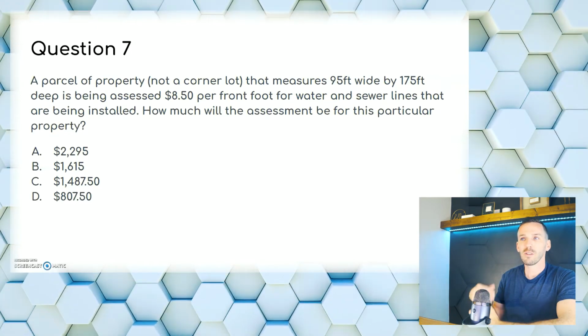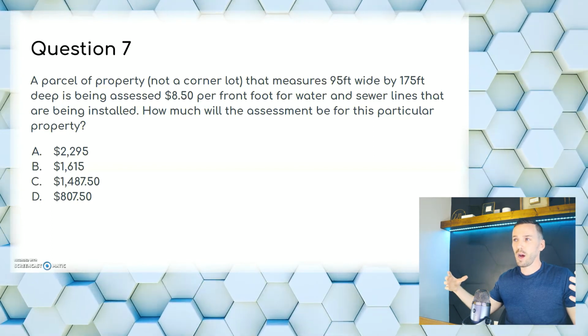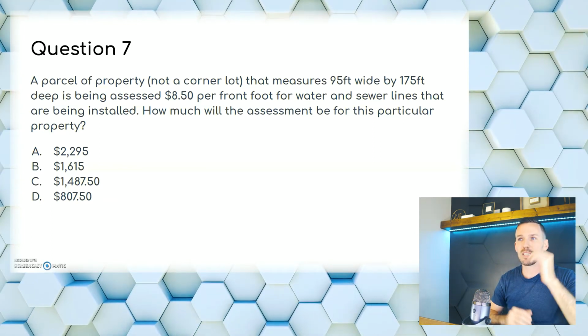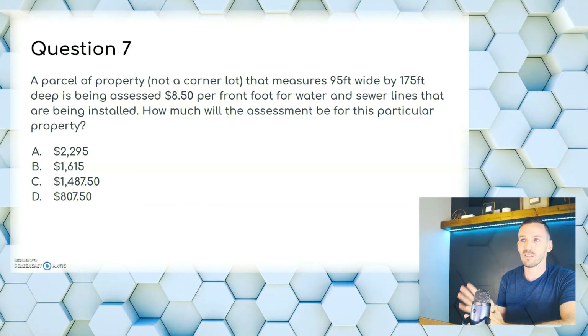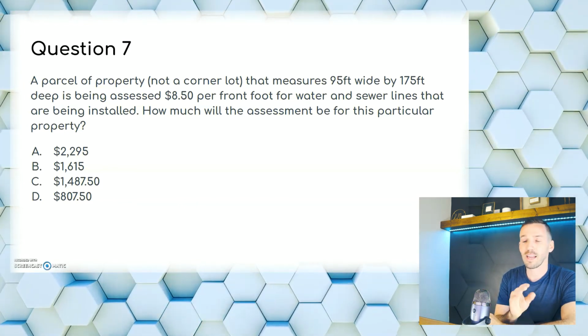Question 7. A parcel of property, not a corner lot, that measures 95 feet wide by 175 feet deep is being assessed at $8.50 per front foot for water and sewer lines that are being installed.